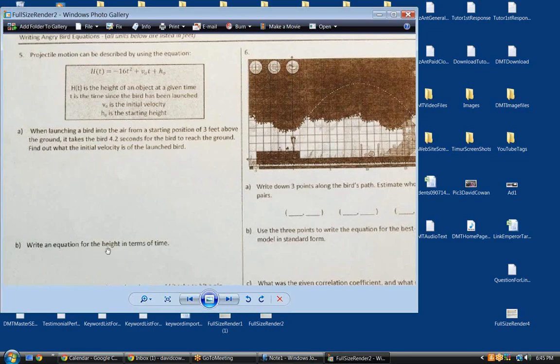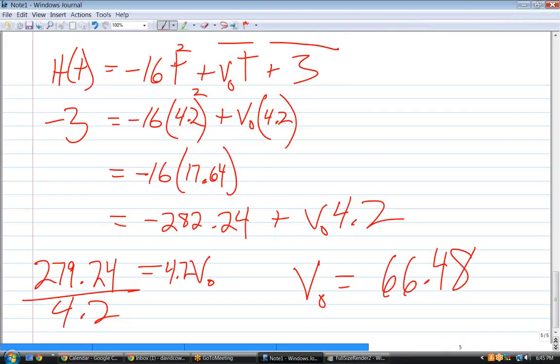All right, B, write an equation for the height of the bird in terms of time. Well, here was our equation. The only thing missing was V sub 0. Plug in 66.48 in place of V sub 0, and there's your equation. Negative 16t squared plus 66.48t. Okay, so there's the equation of projectile motion for this bird.